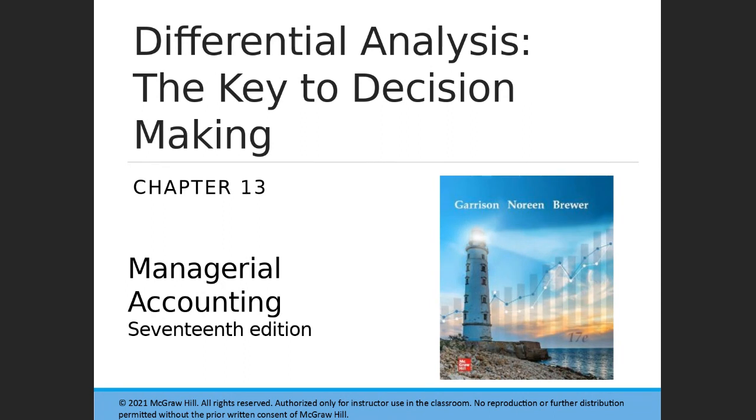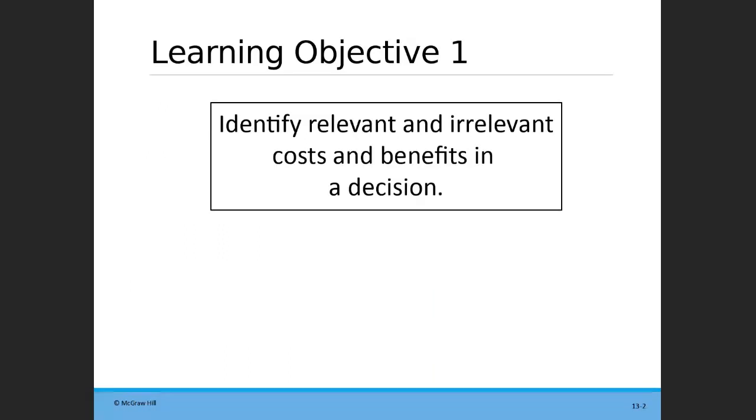So let's just get right into this and talk about differential analysis. So should I do this or should I do that? I've got some choices. They're going to have different streams of revenues and expenses. And so, what should I choose?